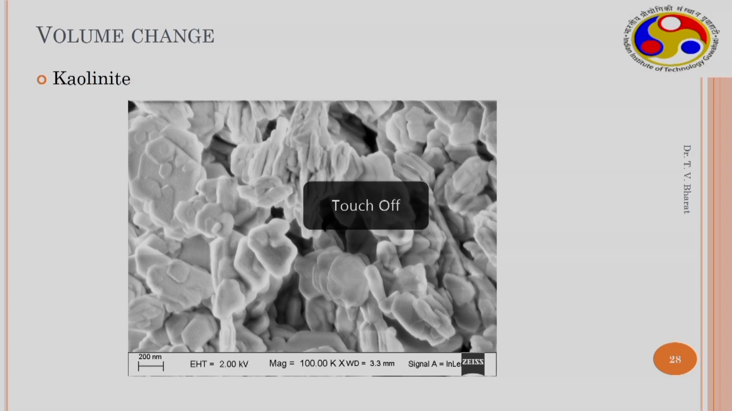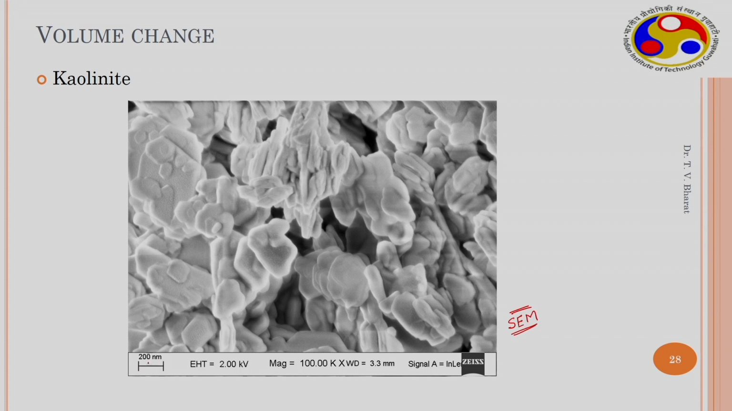So, in these techniques we can measure the swell pressure. In case of kaolinite, this is a picture from a scanning electron microscope. Scanning electron microscope provides the particle associations. In this manner, this size is around 200 nanometers. So, the scale is 200 nanometers.